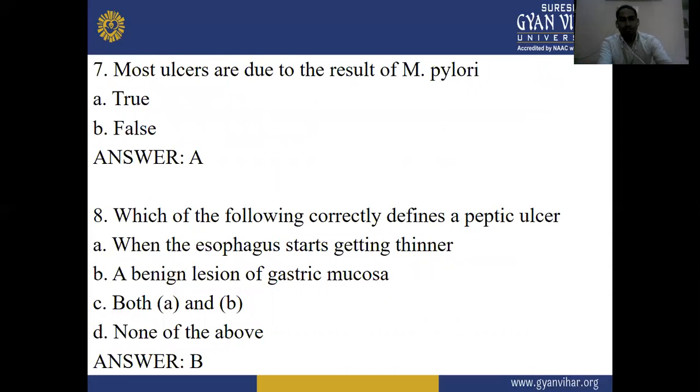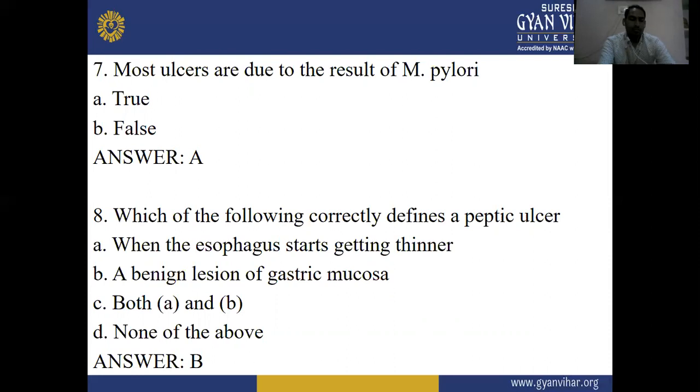Next question: most ulcers are due to Helicobacter pylori. Option A is true and option B is false. The right answer is true. Most ulcers are due to Helicobacter pylori.